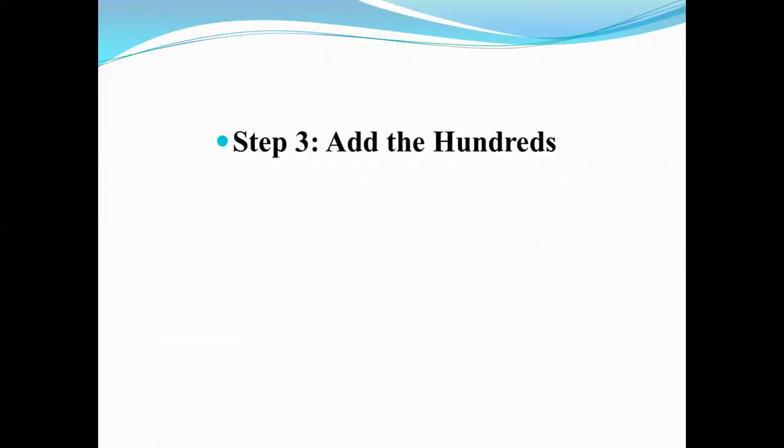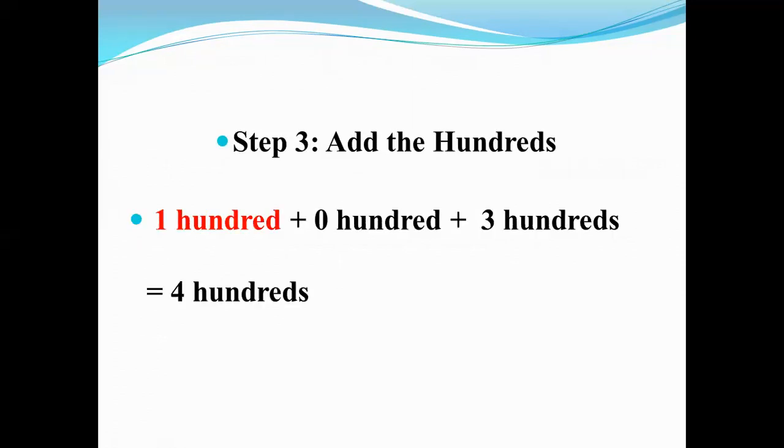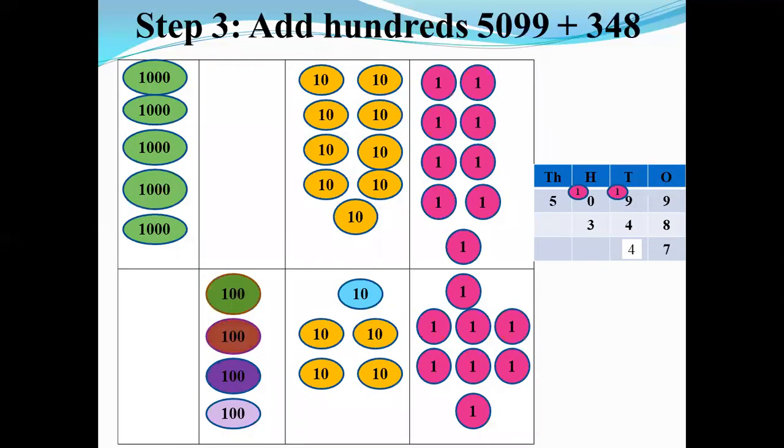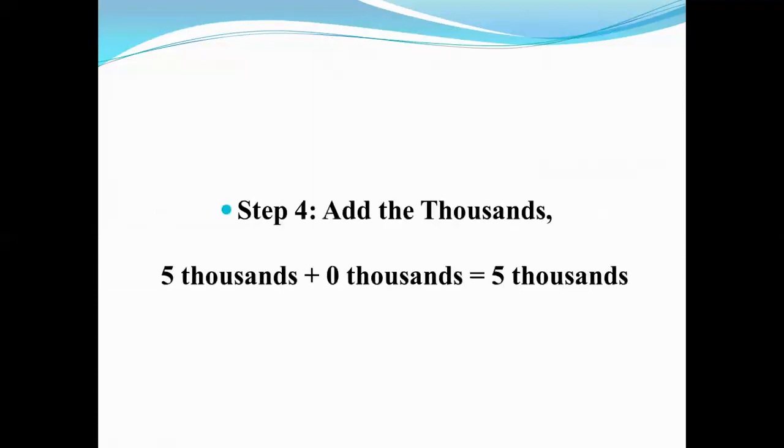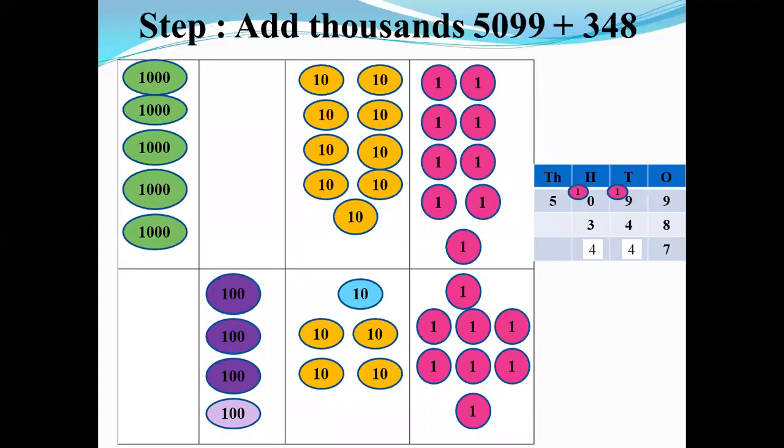And we have got the third step, which is add the hundreds. So 1 hundred is carried forward, which will be added, then 0 hundreds and then 3 hundreds. Altogether they are making 4 hundreds. Now step number 4 is add the thousands. We have 5 thousands and we have 0 more thousands. So 5 will remain same, 5 thousands. Here we have got the answer 5,447.